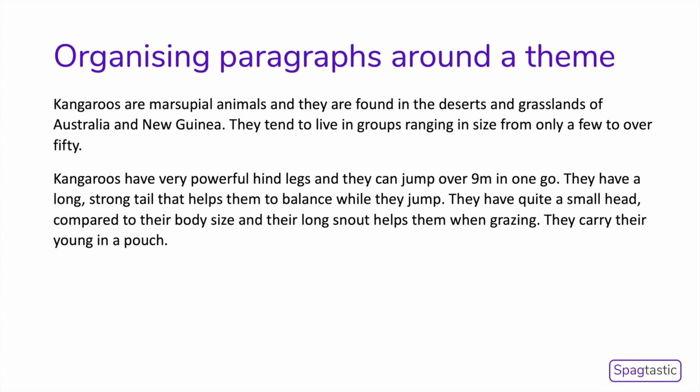The second paragraph says, "Kangaroos have very powerful hind legs and they can jump over 9 metres in one go. They have a long, strong tail that helps them to balance while they jump. They have quite a small head compared to their body size, and their long snout helps them when grazing. They carry their young in a pouch." This information is grouped into one paragraph because it is all about what the kangaroo looks like.